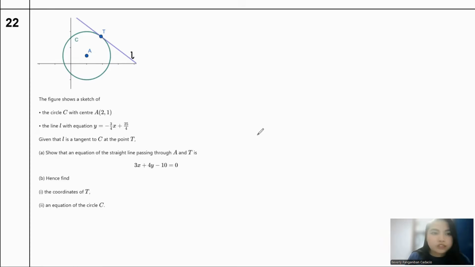Okay, next one is we also have a circle equation. Please take note of this number. I'm telling you, there's a question like this in the test, so please take note. But I'm very sorry, there is a typo here. This one is not correct, but I will show you the correct part of the question. The center A is 2, 1.